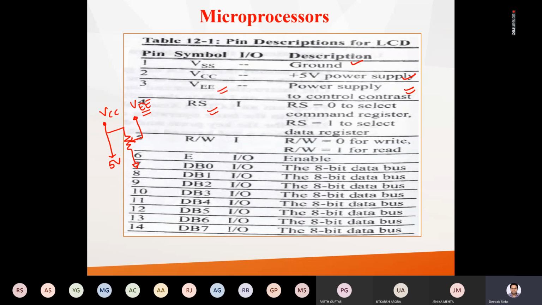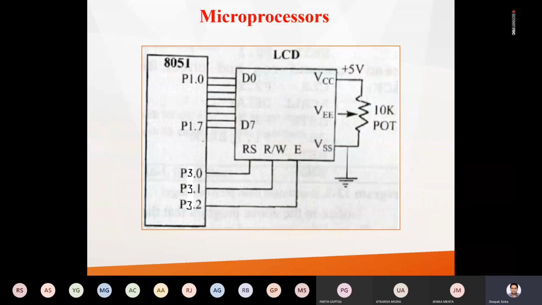Now this RS is called the register select pin. Then you have the read/write pin and the enable pin. I will discuss those in detail, just give me 2 minutes. Then the rest of the pins are all 8-bit pins, where you can connect the 8-bit data. These are the data pins from D0 to D7, and I have connected them to port 1.